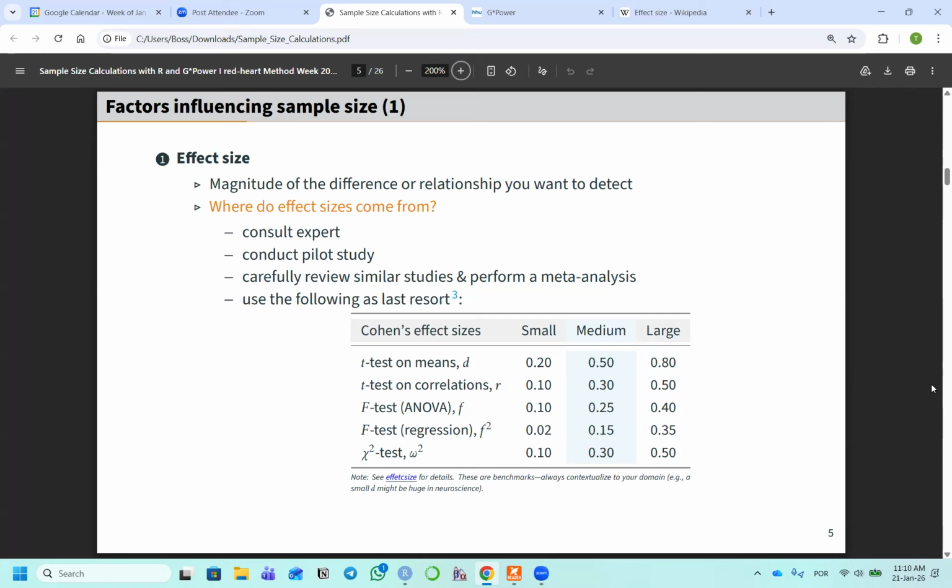When we say effect size, it is simply the magnitude of the difference between the null hypothesis and the alternative hypothesis. So if we are trying to specify this effect size in advance to calculate our sample size for a certain study, a priori, where do we get this number? This is a critical question that a researcher should ask himself, the first one. It is very important, and at the same time it is not a simple question to answer. So there are different ways to get this number.